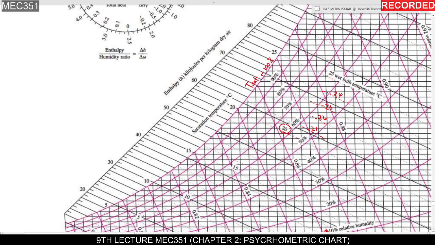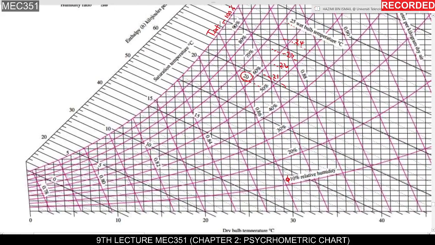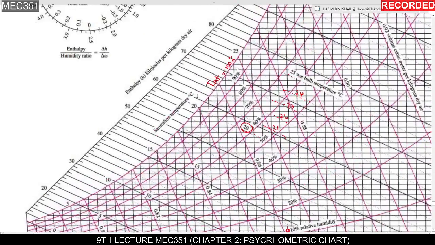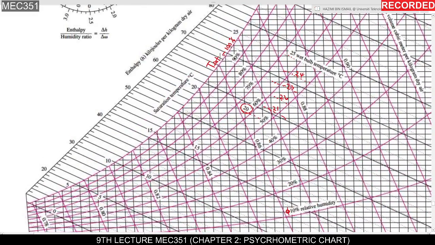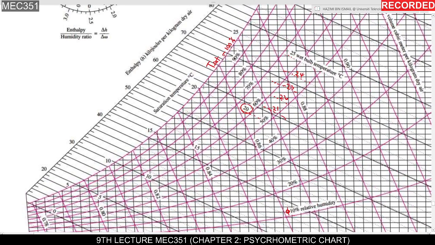Okay, jadi faham dekat sepanjang line ni, saturation line kat sini, ni adalah relative humidity dia 100%, and also dew point temperature sama. Okay, saturation temperature yang ni ya. Okay, let's say sini 25, ni 20, 21, 22, 23. Okay, sini 20, 19, 18, 17.